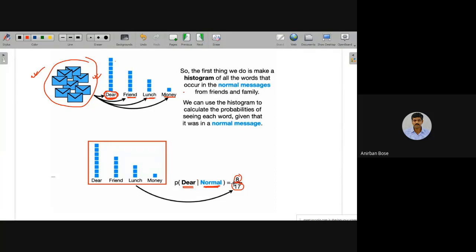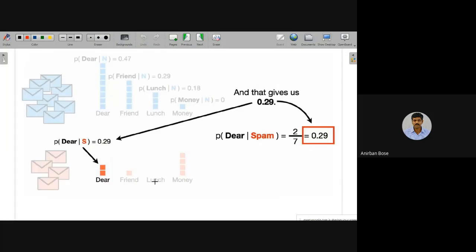Out of them, 8 are dear. So that means the probability of dear, given that it is a normal message, is 8 by 17. If you do the calculation, it will come to around 0.49. In this way we can calculate the probability of friend, given that it is a normal message, the probability of the word lunch, given that it is a normal message, and money, given that it is a normal message. I think this part is clear. So we can calculate the probabilities of each of these words, given that it is a normal message.